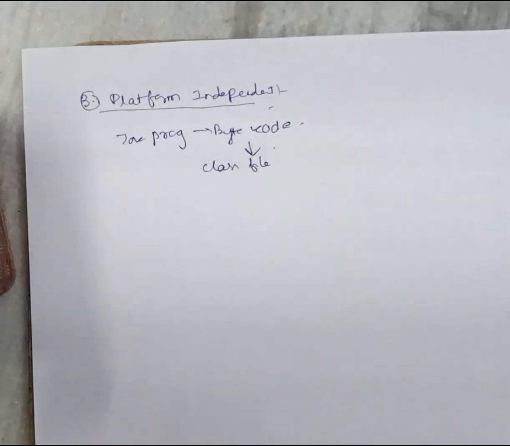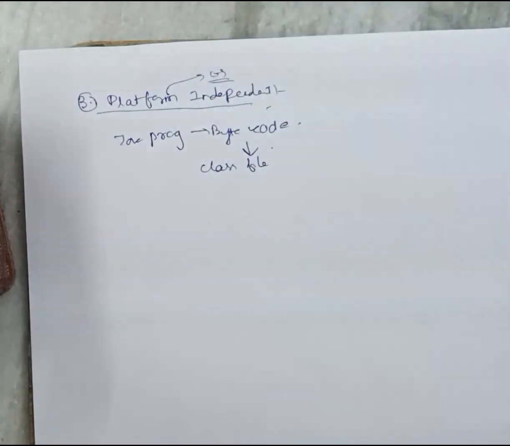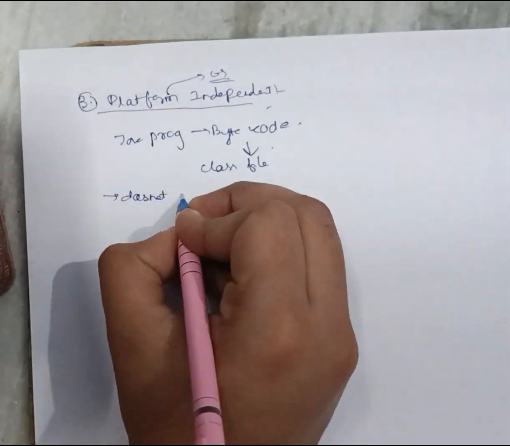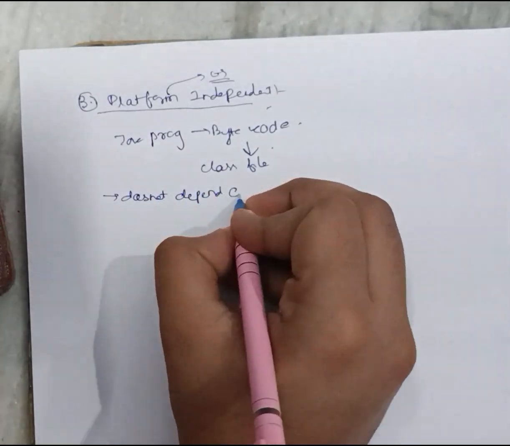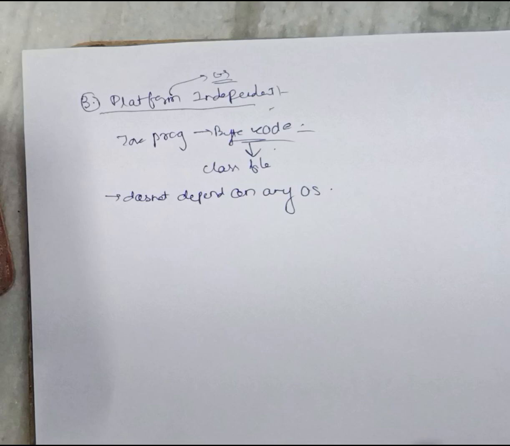So that is why Java is called a platform independent system. Here platform means OS, that is operating system. Java does not depend on any OS. So once we get the bytecode, then we can execute the code in any OS. After getting the bytecode, we can go for the execution.